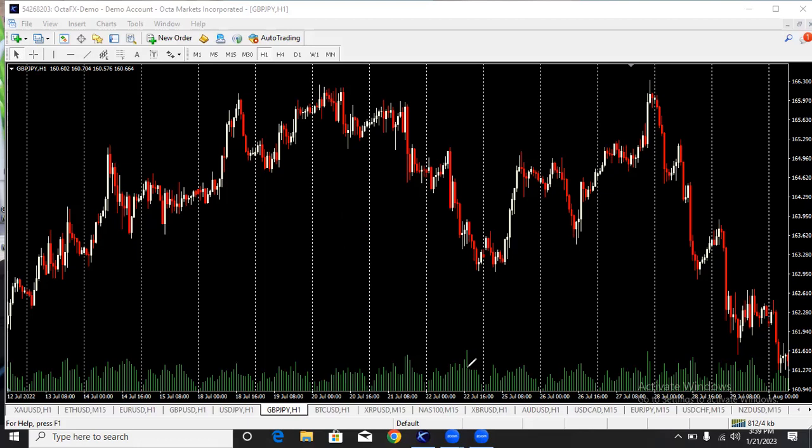Now, there are other strategies, other things that you can use. There are indicators that you can use aside from volume. You can use some other indicators, some other oscillating indicators.